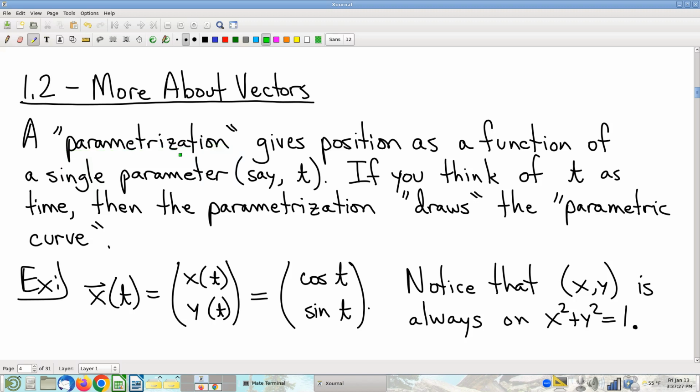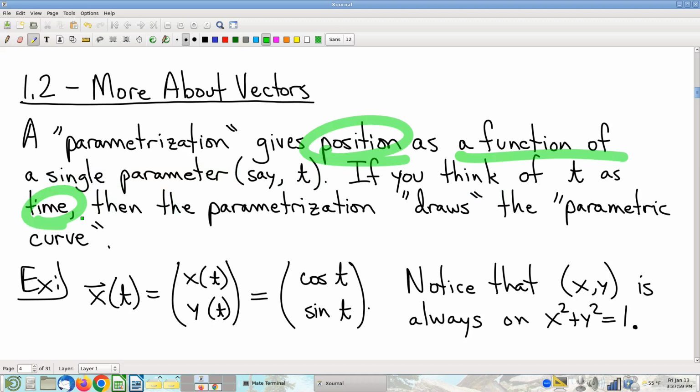First of all, what is a parameterization? It's a function that gives position in terms of a single parameter. Position as a function of a single parameter. Now, here's the thing: that single parameter, we tend to use the letter T, and we tend to think of that as being time. So, with that point of view, let me restate what a parameterization is. A parameterization gives position as a function of time.